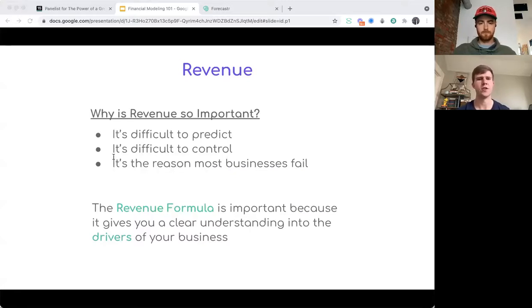Because revenue is so important, it's really important that you understand your revenue formula so you can identify all of the key drivers that go into calculating revenue. Once you really fully understand your revenue formula, you can understand the different things that you have control over and that can impact your revenue. So we're going to dive into an example of a revenue formula right now and get really into the weeds with it.